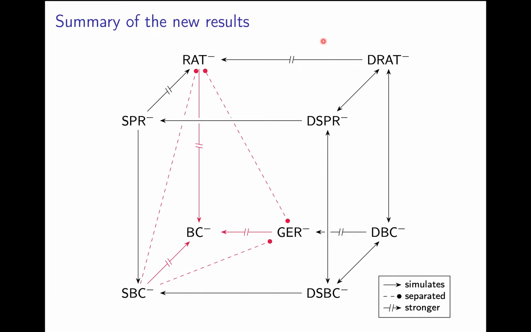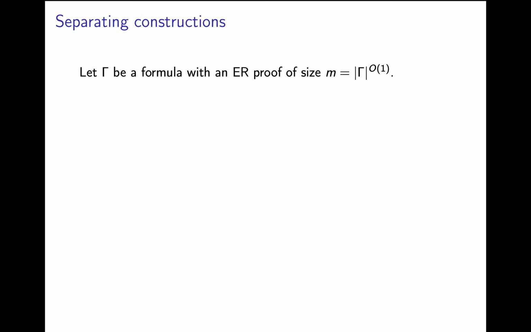Now, in the rest of the talk, I won't explicitly show the proofs of the separations, but I want to emphasize that they're relatively simple, at least compared to proving separations completely from scratch. And I will at least quickly show you what the separating constructions look like. In all of the constructions we are about to see, assume that gamma is some formula with a short ER proof of size m.